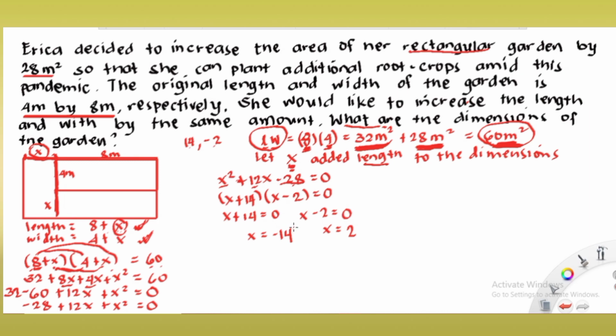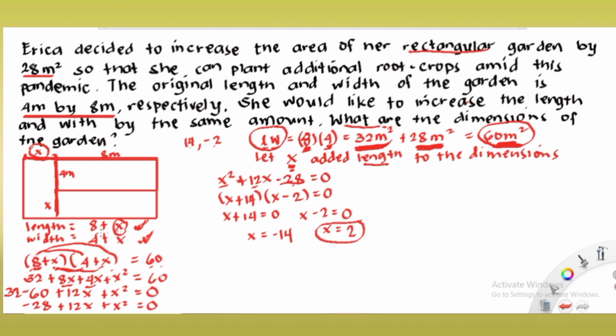And then, hindi natin pwedeng kunin ang x equals negative 14. Because hindi tayo pwedeng magkaroon ng negative na dimensions. Remember, hindi tayo pwedeng magkaroon ng negative na measurement. Pag kinuha natin ng negative 14, of course, our dimension will become negative. So we're not gonna choose that. Instead, we will be choosing x equals 2. So therefore, the value of x is 2.